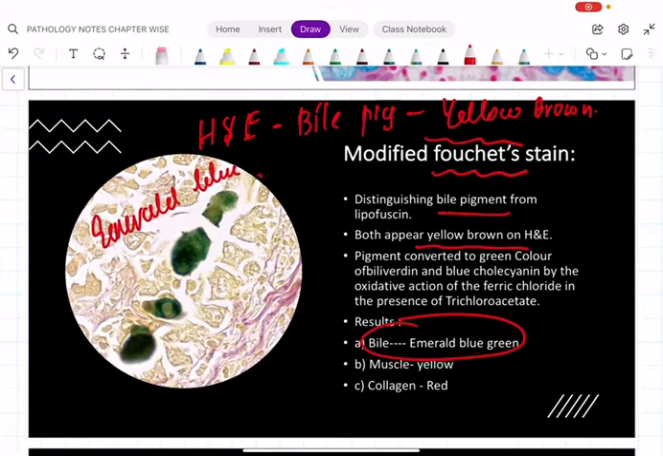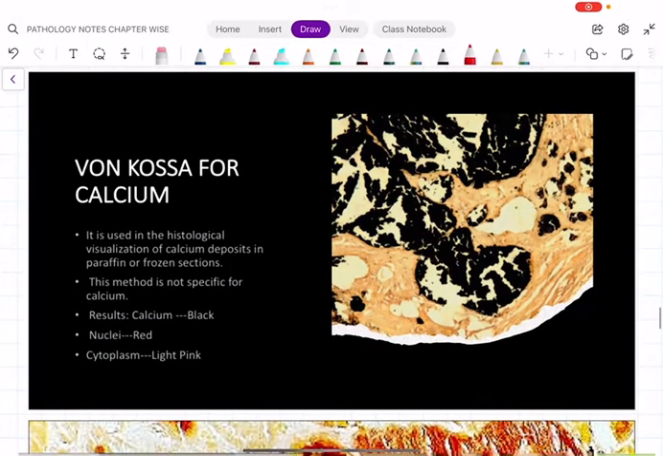You need not know the principle. If you need, just go through this. Actually, the pigment will get converted into biliverdin, which will combine with ferric chloride to give this color. So just forget that. Just remember that in modified Fouchet's stain we will get an emerald blue-green color. Fine. Then we have calcium.